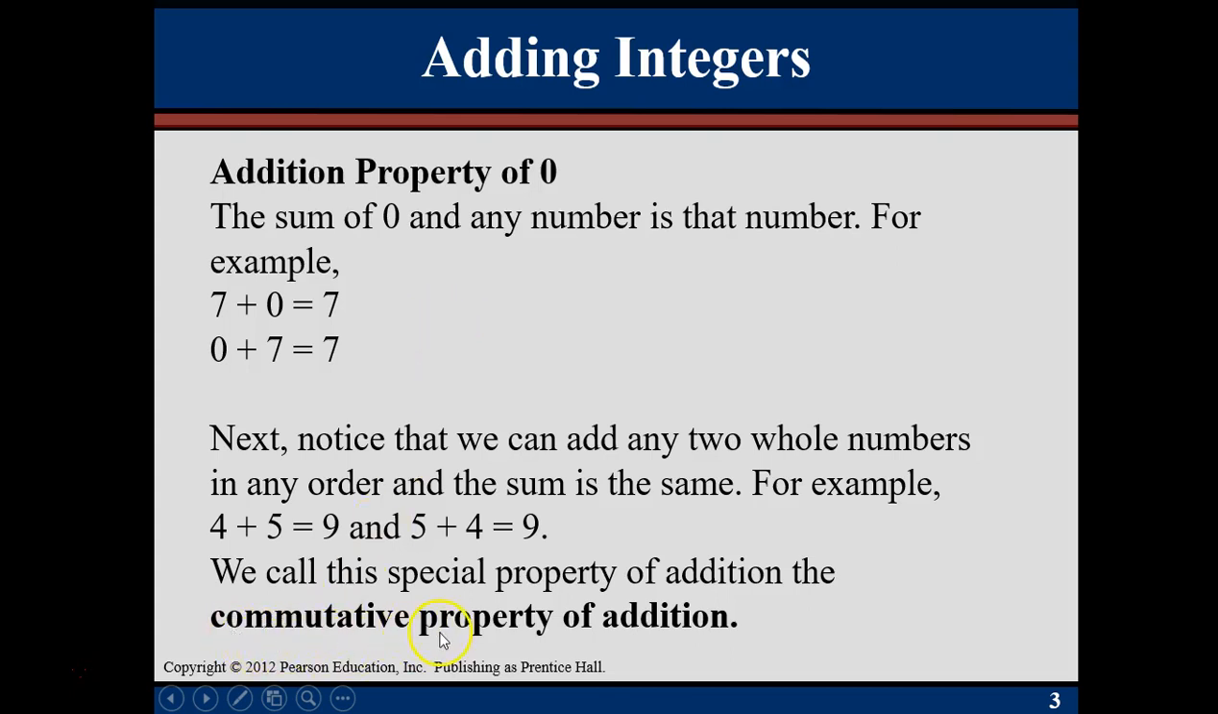That is called the commutative property. So you can add numbers in any order and you'll get the same answer. So if you have three numbers, 1 plus 2 plus 3, that would be the same as 3 plus 2 plus 1. Now that we have that out of the way, let's talk about adding integers.